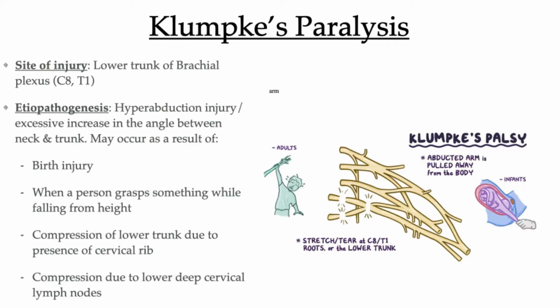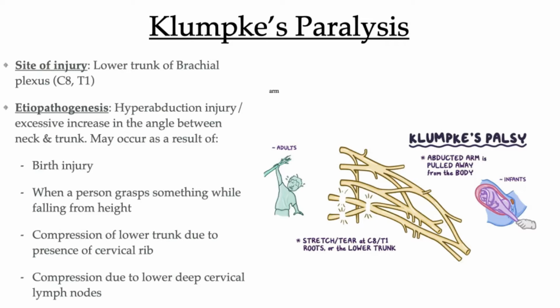Students, C8 and T1 spinal nerves are responsible for innervation of the muscles and the skin over the hand, and hence all the clinical features which you will see in Klumpke's paralysis will be related to deformity or sensory loss over the hand. Now let us see the details of Klumpke's paralysis.